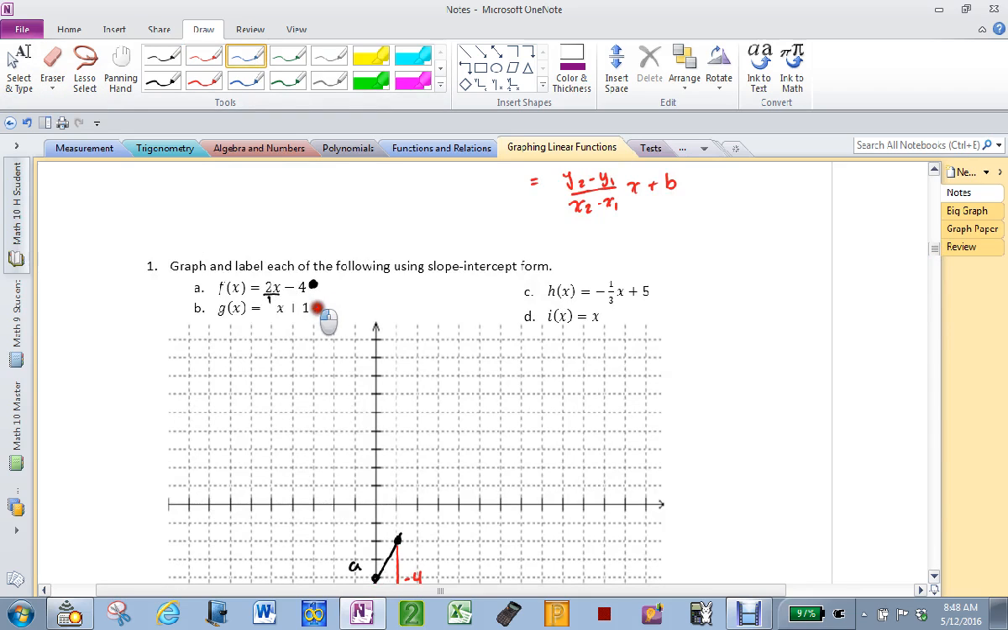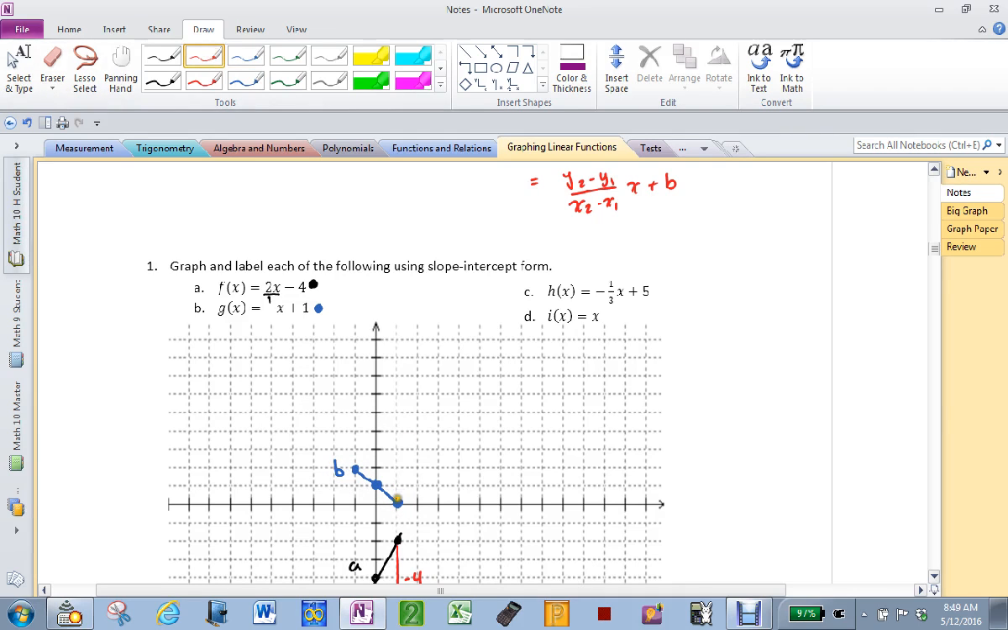Let's put a blue dot on B's y-intercept. What is it? 1. Excellent. And what is the slope for B? Negative 1. Which means what is my rise? I drop 1 to get a negative, and then where do I go? Right to get my positive. Could I also go up 1 and left? Yes. And there is B. Everybody cool?